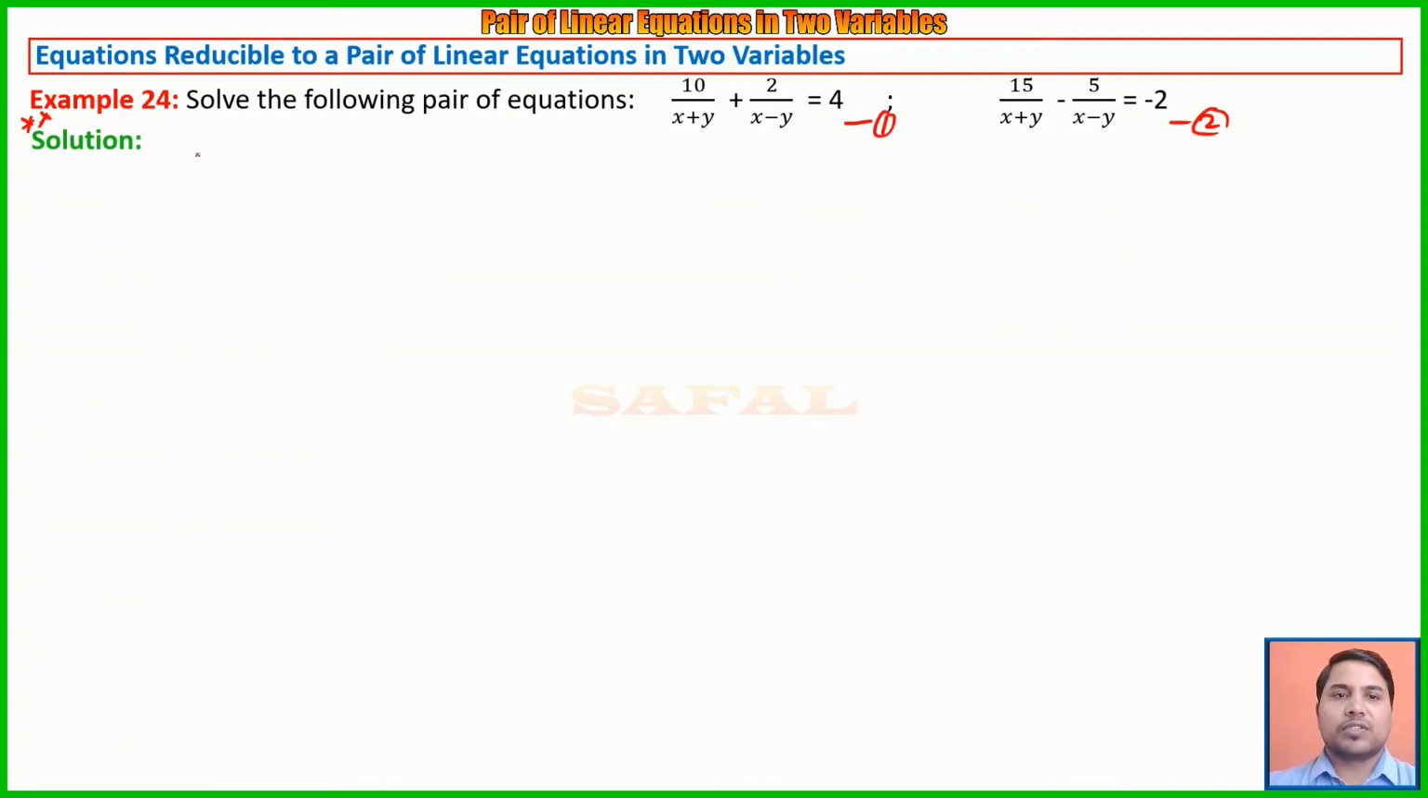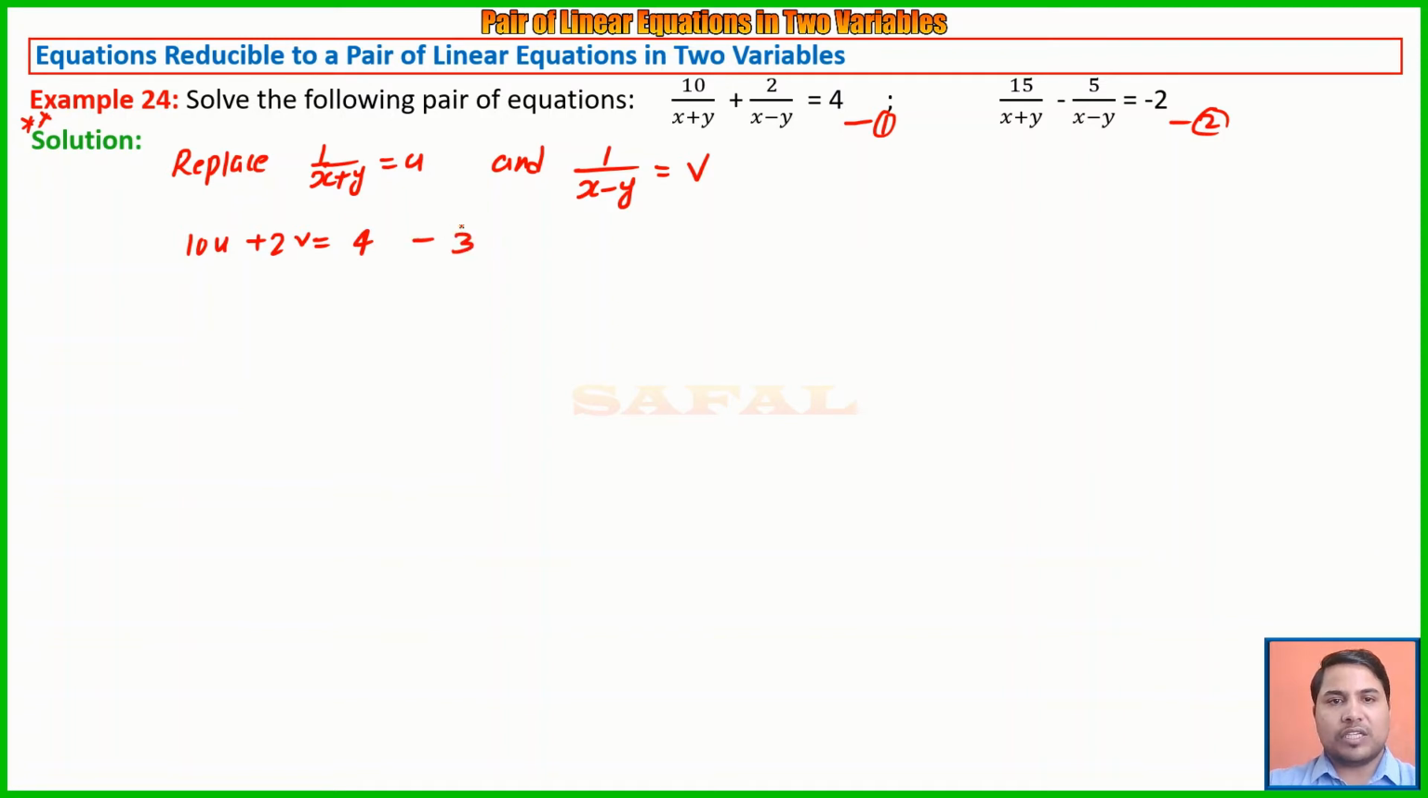So replace 1 upon x plus y equals u, and 1 upon x minus y equals v. So what I'll get? I'll get 10u plus 2v equals 4. So this I can call equation 3. The second one I'll get 15u minus 5v equals minus 2. So this I can call 4.